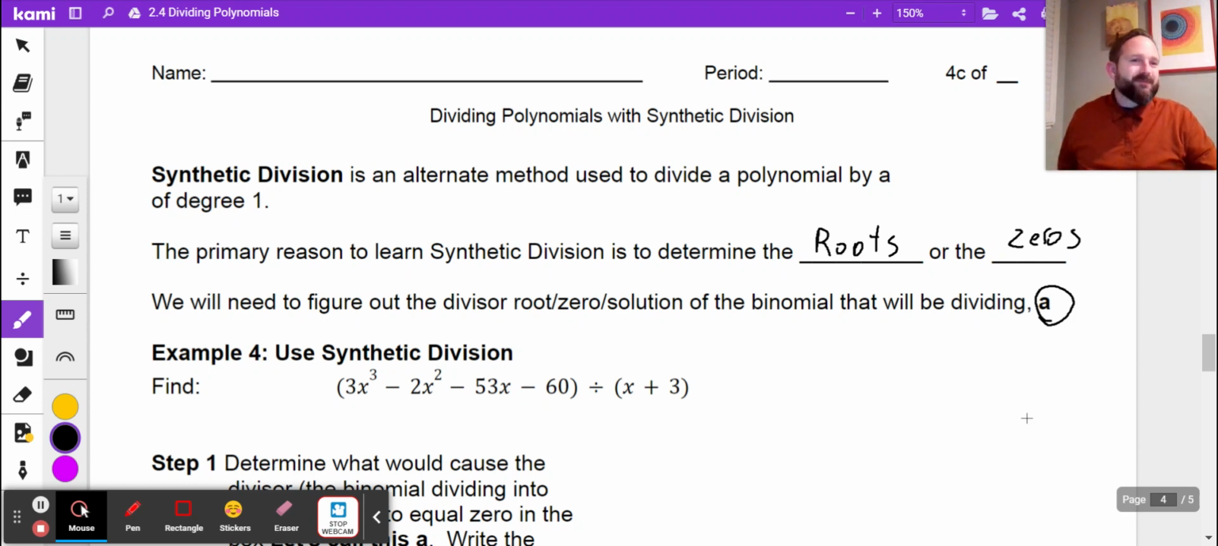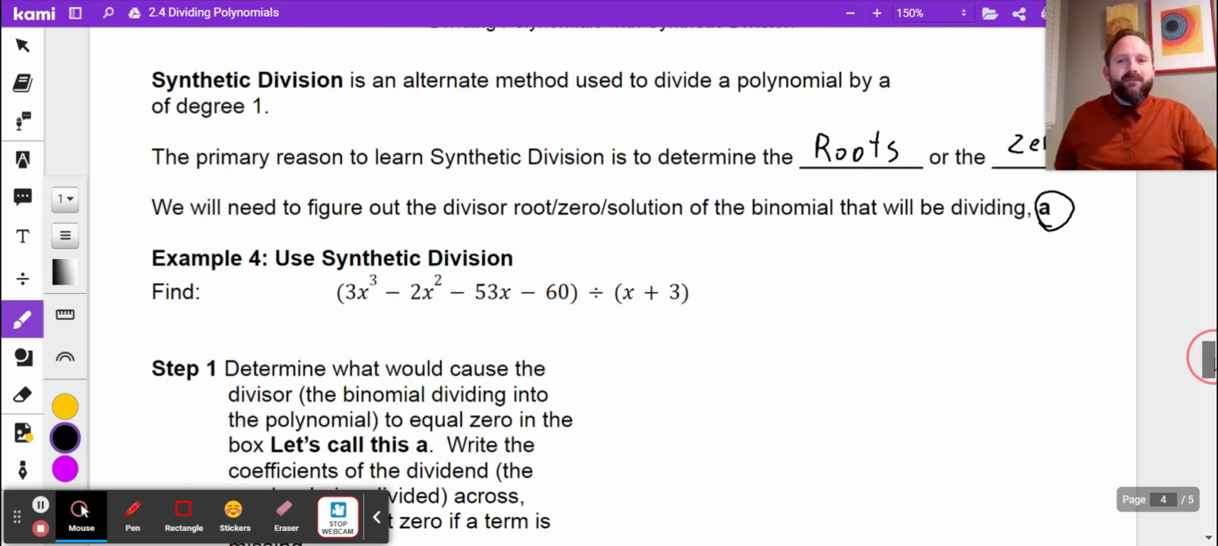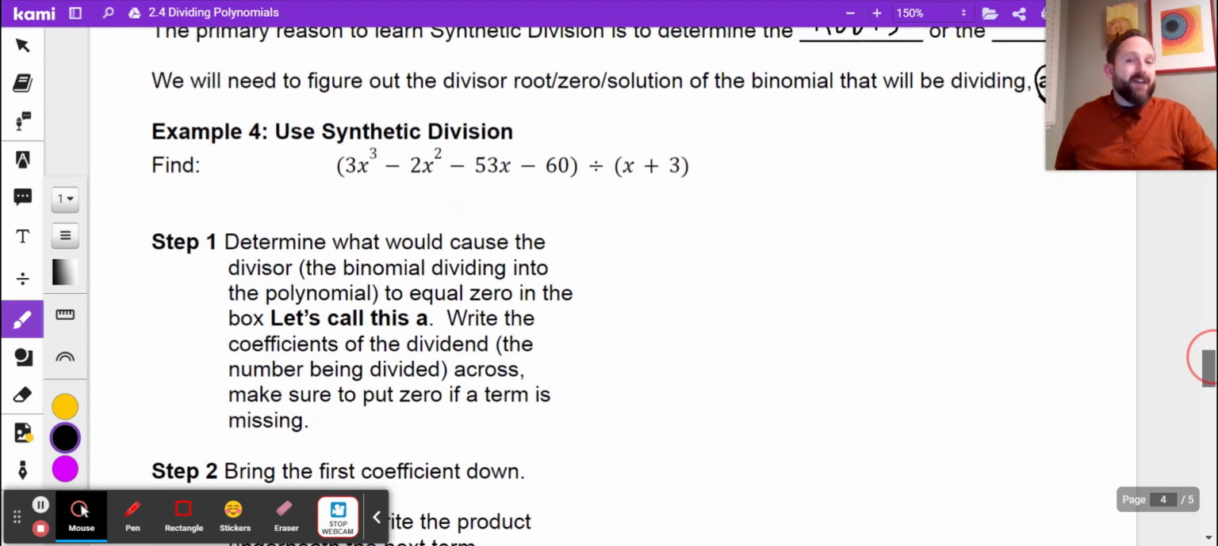Okay, well, let's go to the steps. First, determine what would cause the divisor, the binomial dividing into the polynomial, to equal 0 in the box. Let's call this A. We're going to put negative 3 because, watch this, x plus 3 equals 0. The negative 3 would make this 0.